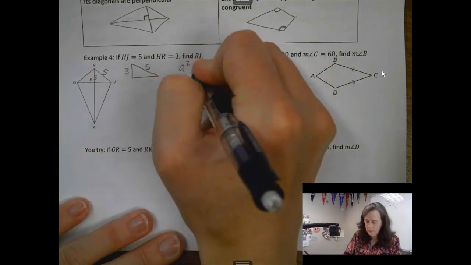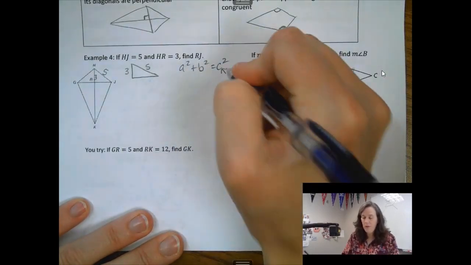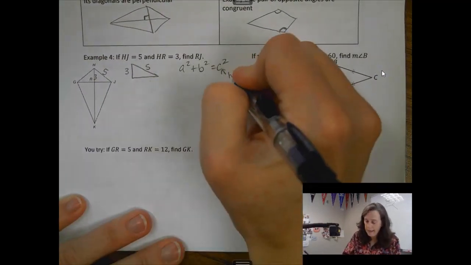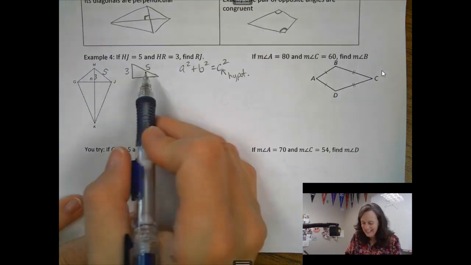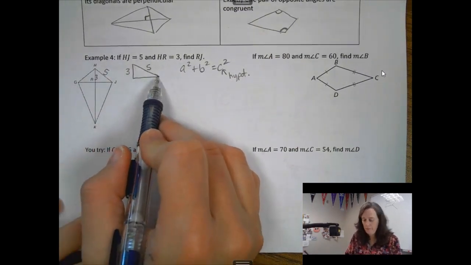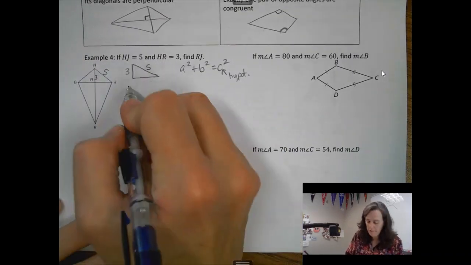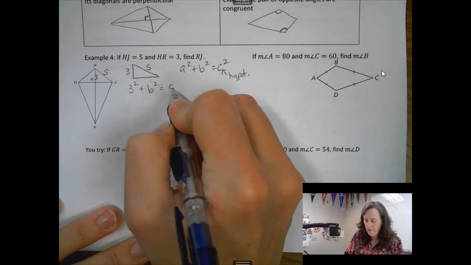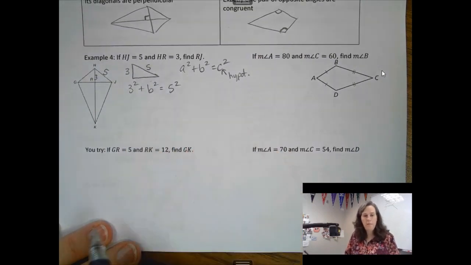So a squared plus b squared equals c squared. And c is always the hypotenuse, right? The longest one. I'm going to write hypotenuse. Okay, so this is our longest side. Our hypotenuse is 5. 3 can go into either the a spot or the b spot. 3 squared plus b squared equals 5 squared, because 5 is our hypotenuse, so he gets that special spot.